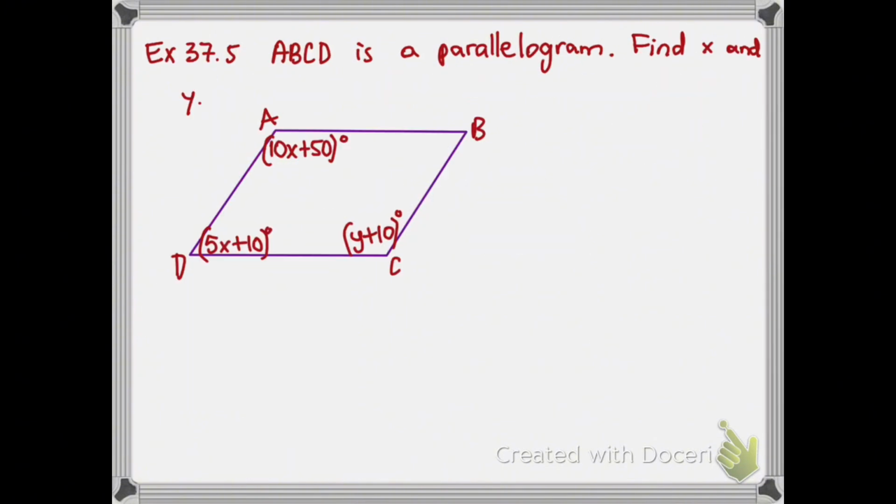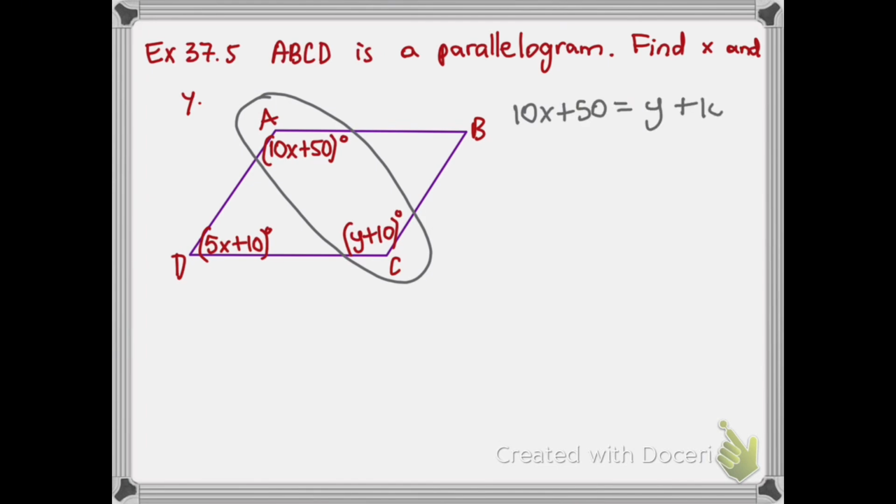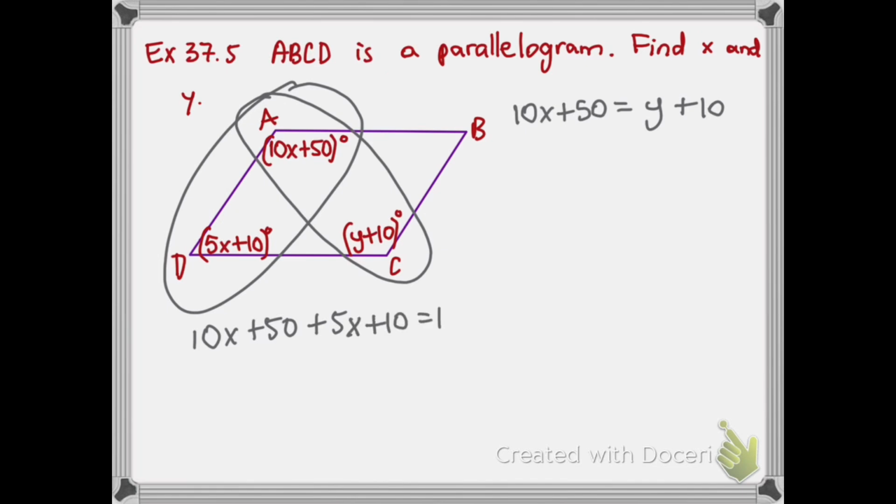Now in this exercise, it says that ABCD is a parallelogram. And they asked that we find x and y. Now again, very, very easy. What did we learn? Well, we learned that these two angles are the same. So I can say that 10x plus 50 equals y plus 10. And we also learned that any two adjacent angles are supplementary. So I can say that 10x plus 50 plus 5x plus 10 equals 180.